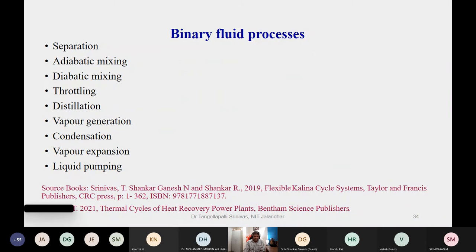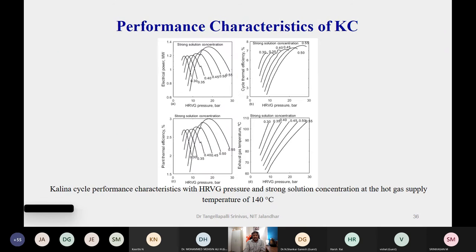And of course, Dr. Sankar Ganesh is also my co-author for this book. The conditions, but it's more complex.